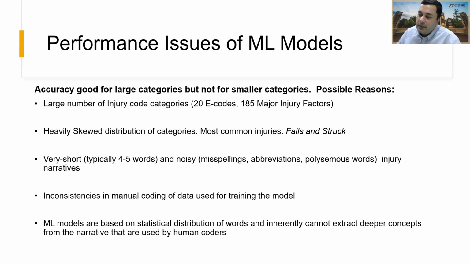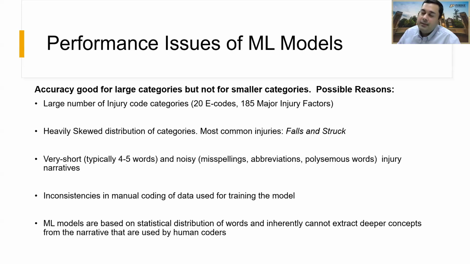So if the machine learning model is seeing the same narrative, but it is seeing examples in the training data set where, for the same narrative, different codes are assigned, it will not be able to allocate proper weights to each of the categories, and it will not be able to make correct predictions.